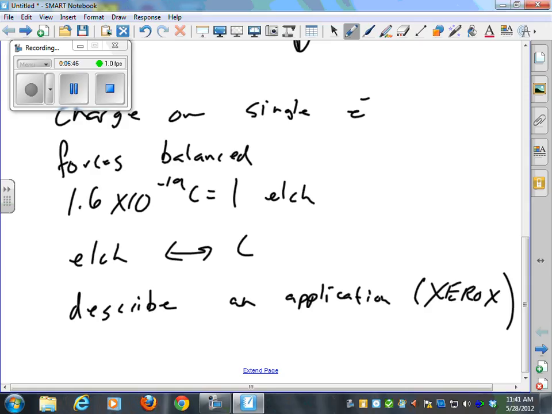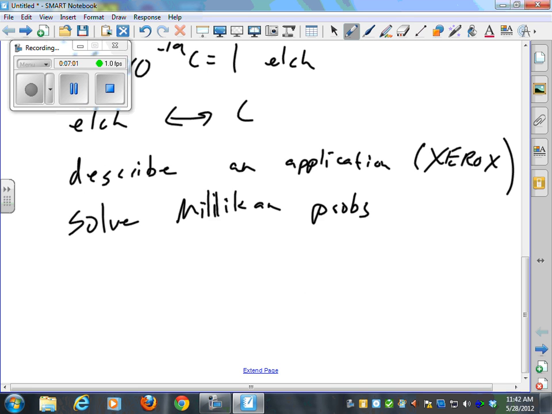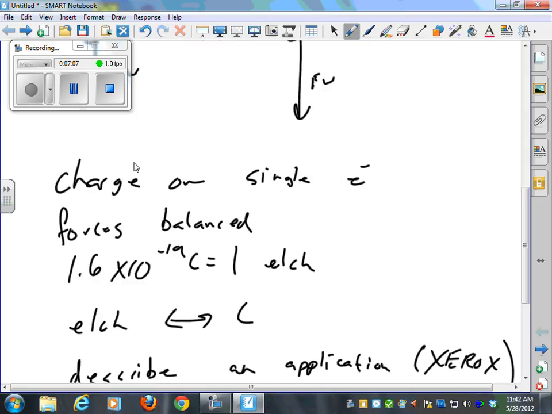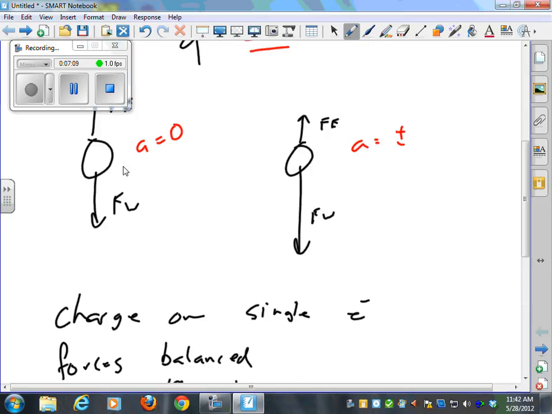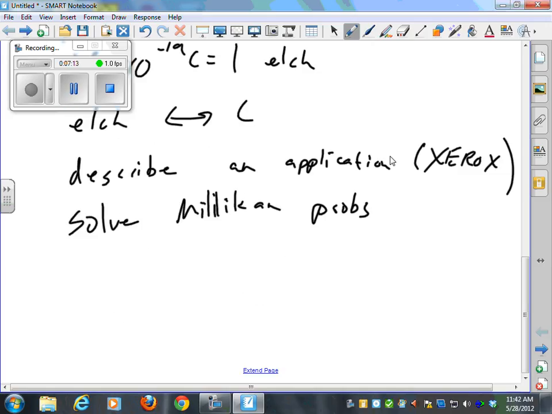I'm also going to ask you to solve Millikan problems. Like ones where you have to find the charge on a drop or find out how much the electric field is or something like that, right? Basically using this principle. Remembering, of course, that you're going to need this formula, D equals M over V.